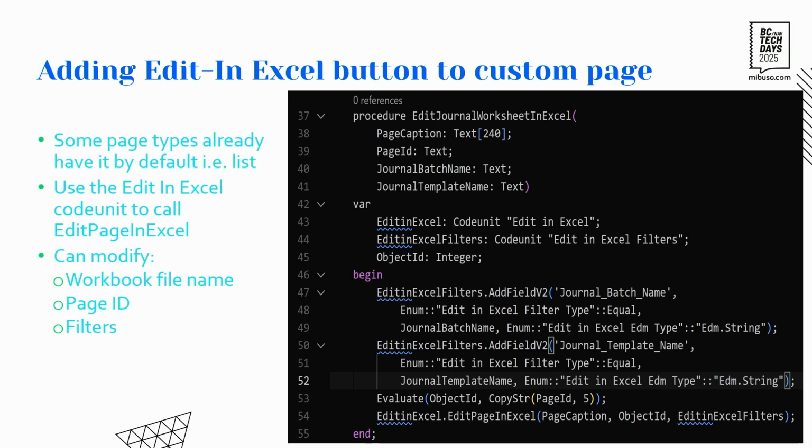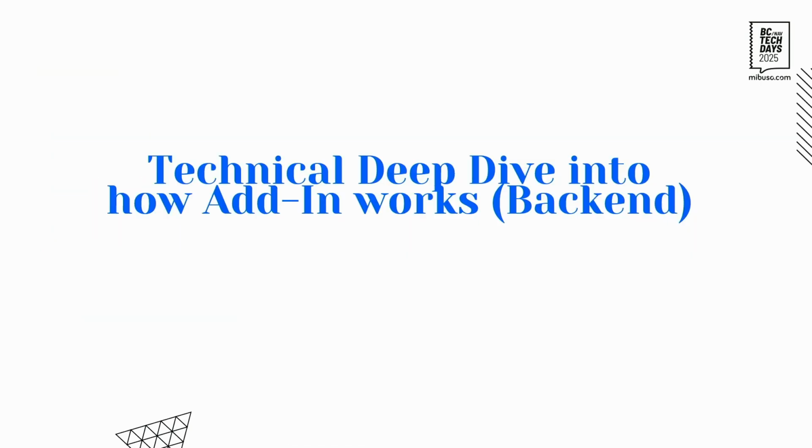And then you can add fields, and these fields that you're adding here in the filters basically correspond to the filter section of the add-in exactly. So in this example, because it's a worksheet page, it makes sense to filter based on the batch name and the template name. So you don't just dump all of the data into the Excel sheet for the customer. And then eventually you'll call the edit page in Excel, and you also give in what is the page ID that I want to base the web service on that the add-in is going to connect to. Yes.